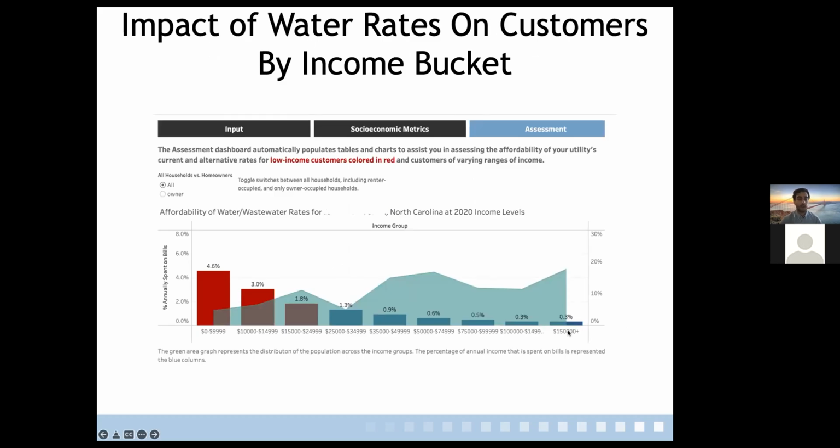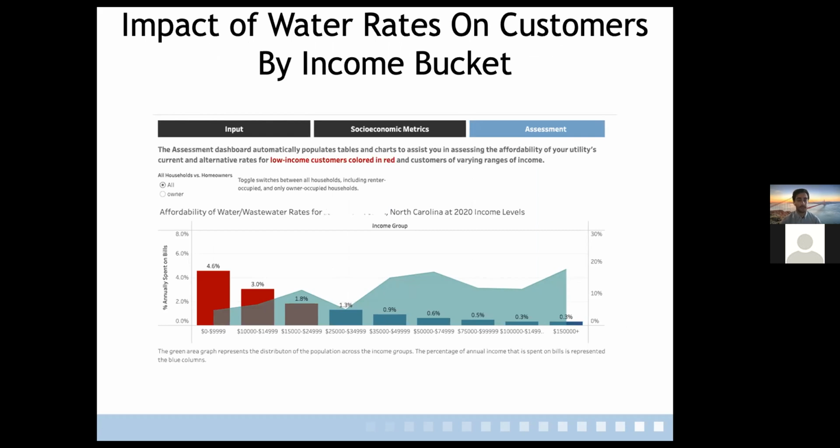Once you view all the socioeconomic metrics, the next tab is the assessment one, and this is the final tab of the tool. It shows current rates and alternative rates entered side by side. This slide only has the current rates for the same town we used in the previous example. These are the actual current rates of the town that we blanked out.